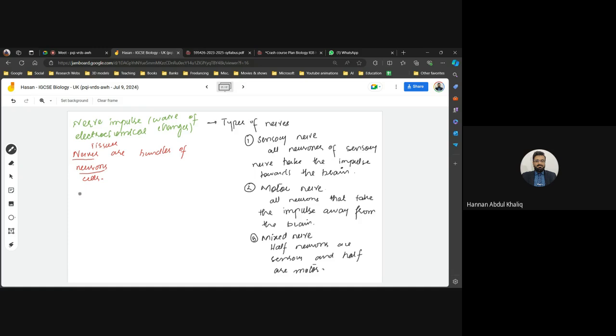Next, we are saying nerves are bundles of neurons. So what are the neurons? Neurons are cells, and they are very unique cells. In what sense? They have a small cell body but very elongated, or extended, cell membranes. These extended cell membranes help the neurons to conduct a nerve impulse. Focus now.